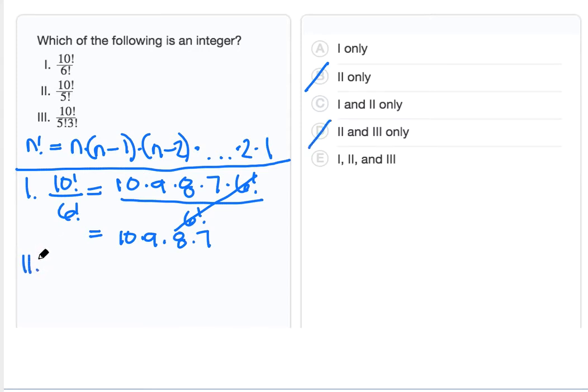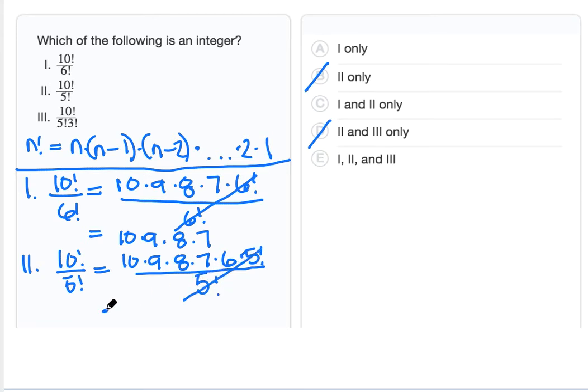Now let's look at statement 2, which says 10 factorial over 5 factorial. Similar to what we did in statement 1, that's going to be equal to the product 10 times 9 times 8 times 7 times 6 times 5 factorial, all over 5 factorial. This time the 5 factorials cancel, and we'll be left with the product 10 times 9 times 8 times 7 times 6, which also is going to have to be an integer. Now we can eliminate answer choice A, because we know Roman numeral 2 has to be in the answer. So the correct answer has to be choice C or E.